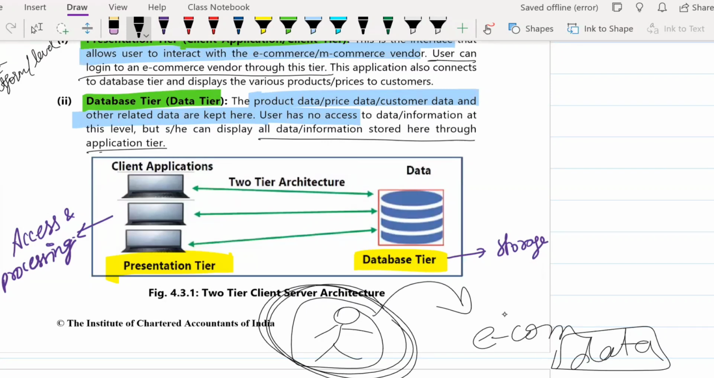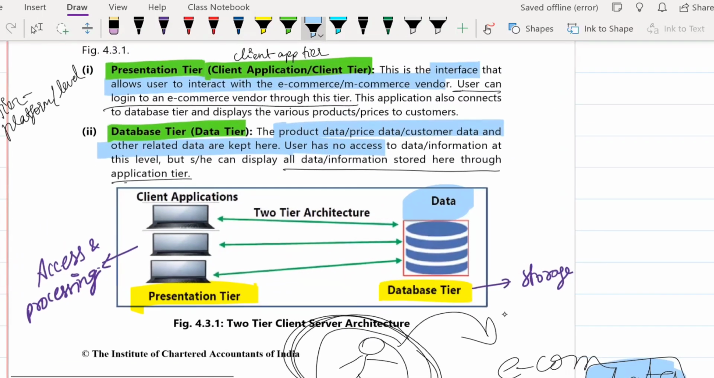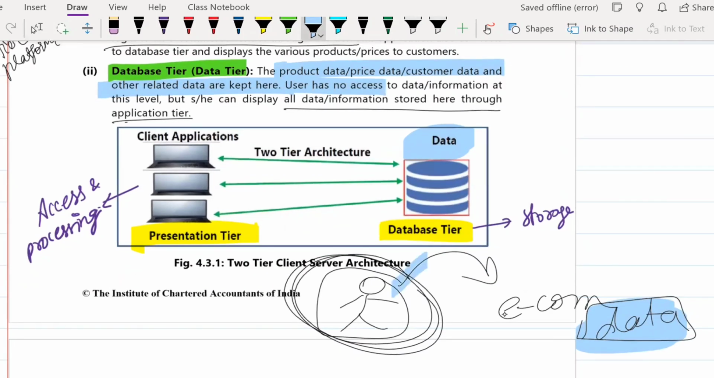The data that he wants is going to be stored in the database tier. Whereas if he wants to see the display or just access this database tier, how is it going to be possible? It is using the presentation tier. This is going to happen using the presentation tier.